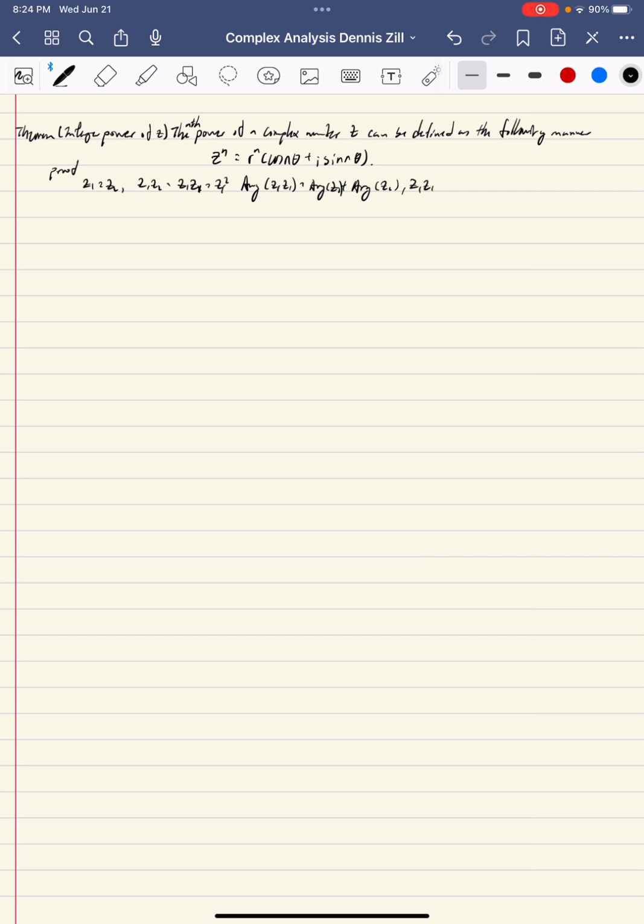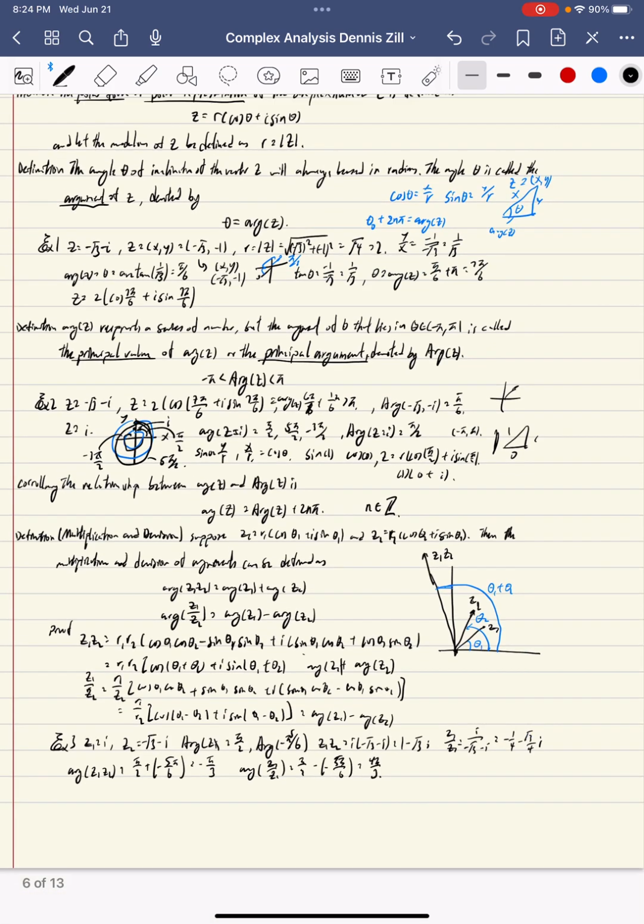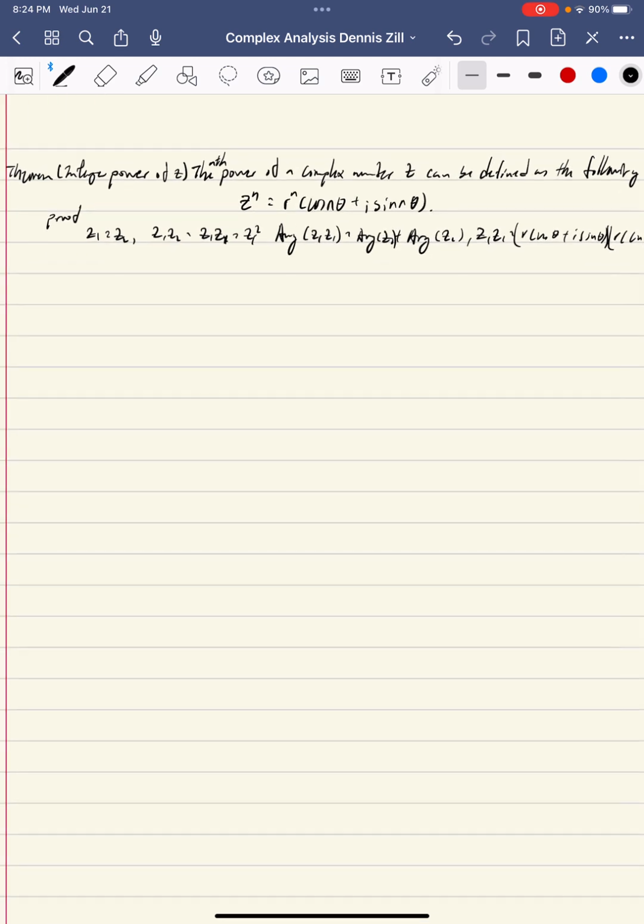We have z1 is equal to r1, sorry, maybe just r cosine of theta plus i sine of theta. You multiply that by r cosine of theta plus i sine of theta, right? You can do like that, right? So if you carry out the multiplication and you repeat this recurrence relationship, you can prove this, right? And that is example 4.